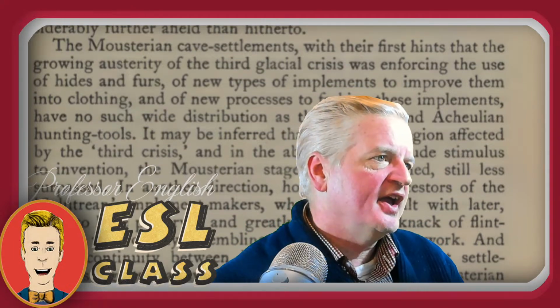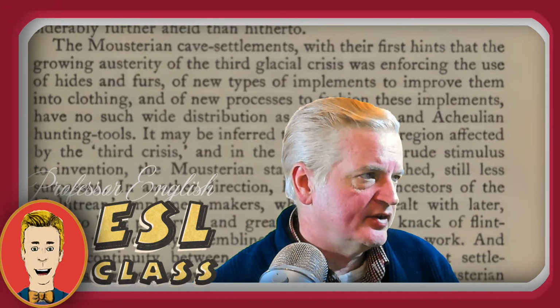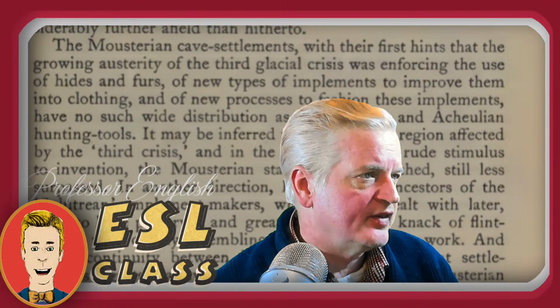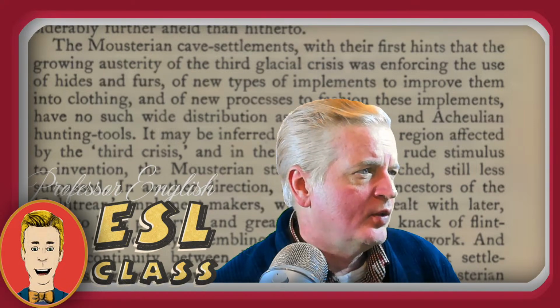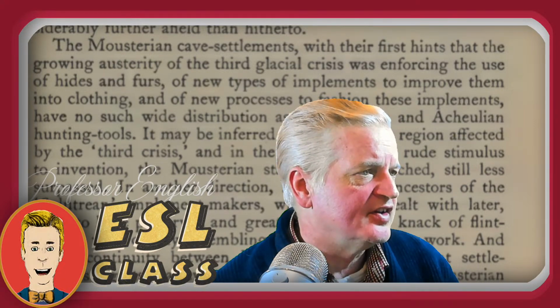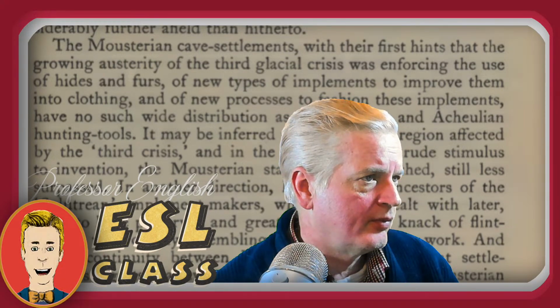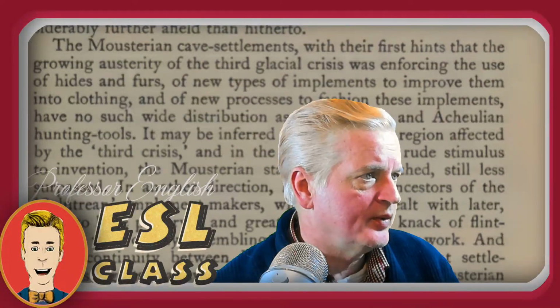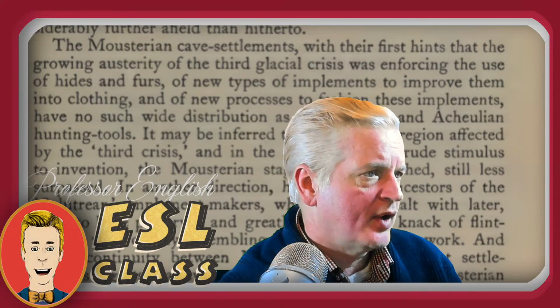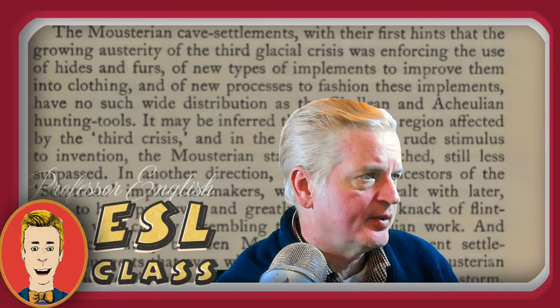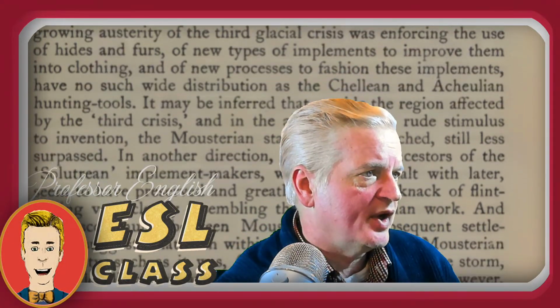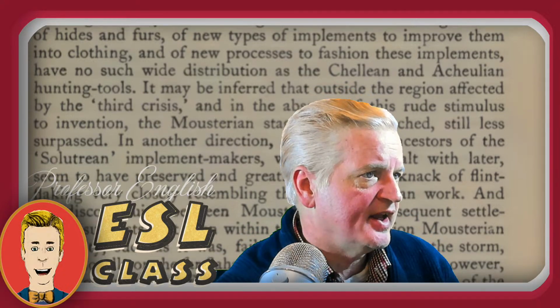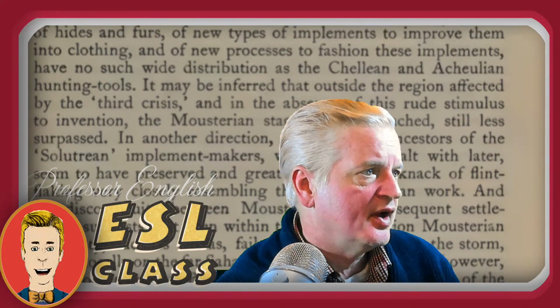The Mousterian cave settlements, with their first hints that the growing austerity of the third glacial crisis was enforcing the use of hides and furs, of new types of implements to improve them into clothing, and of new processes to fashion these implements, have no such wide distribution as the Chellean or Acheulean hunting tools.